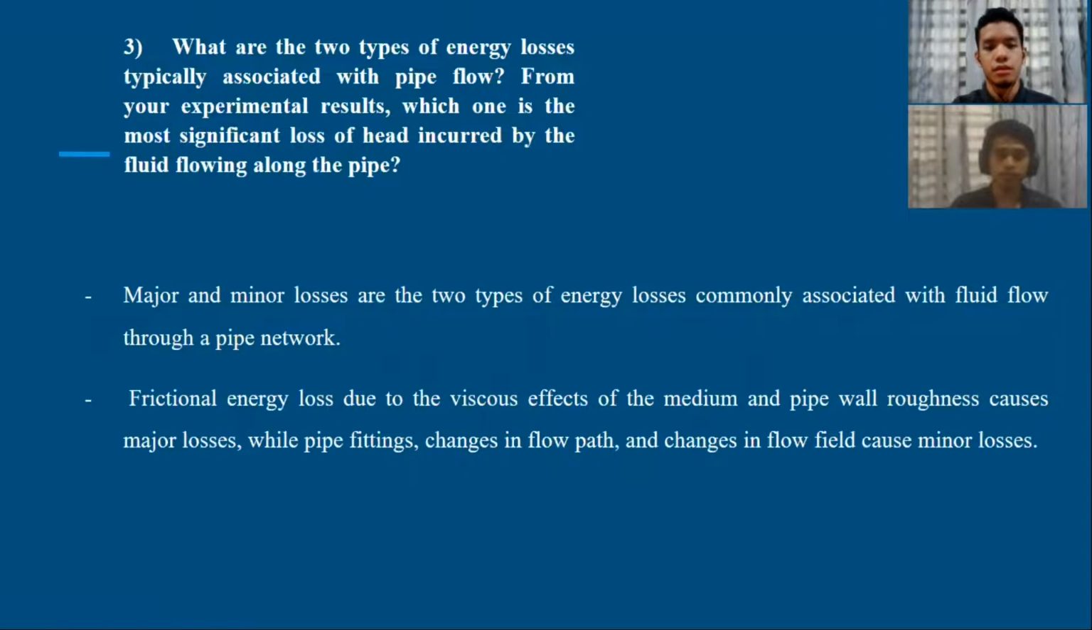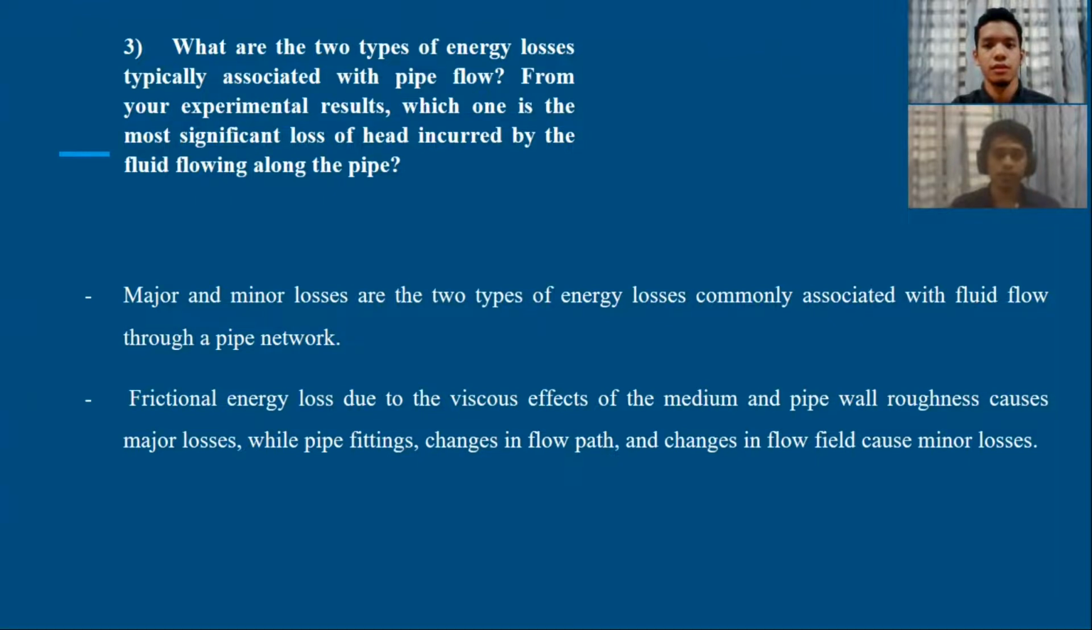What are the two types of energy losses typically associated with pipe flow? For your experimental result, which one is the most significant loss of heat incurred by the fluid flowing along the pipe? Major and minor losses are the two types of energy losses commonly associated with fluid flow through a pipe network. Frictional energy loss due to the viscous effect of the medium and the pipe wall roughness causes major losses, while pipe fittings, changes in flow path, and changes in flow field cause minor losses.